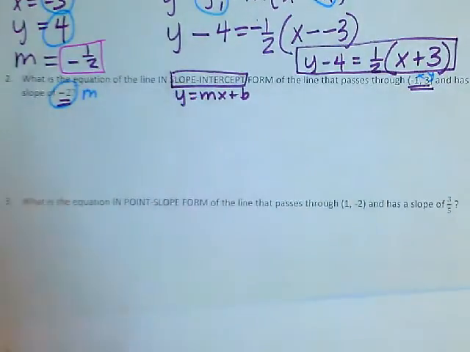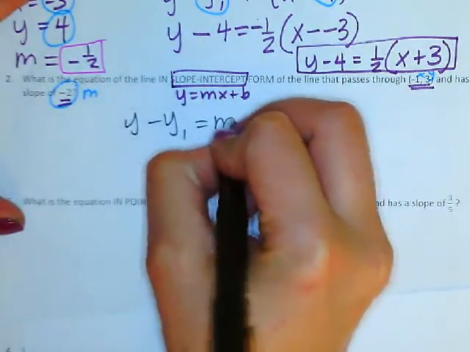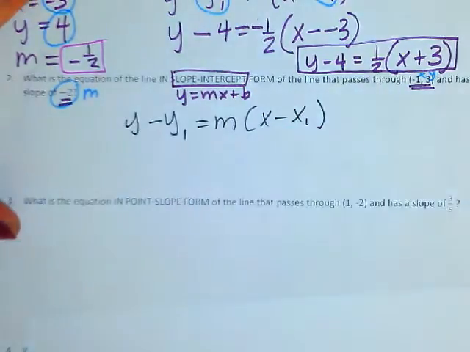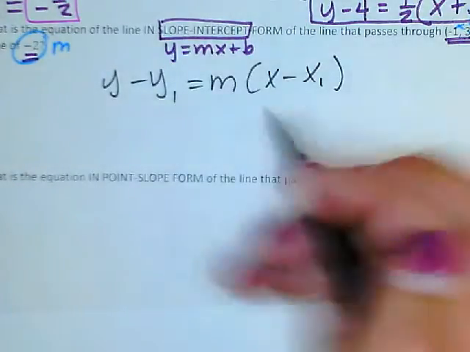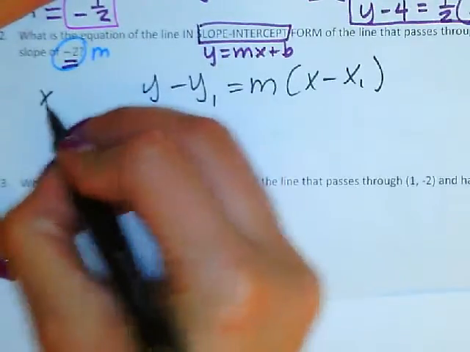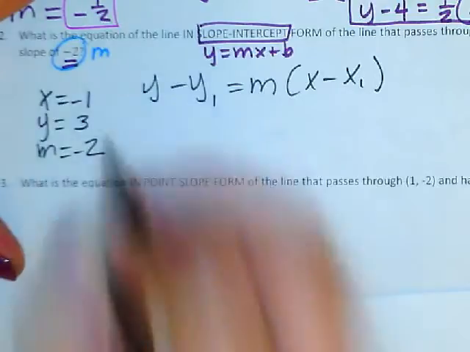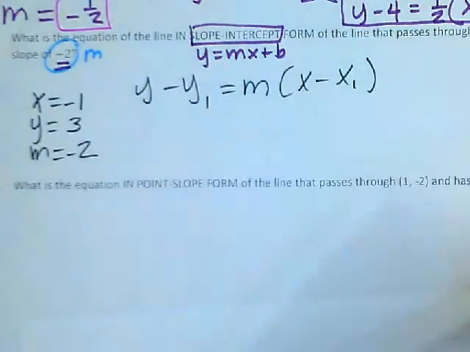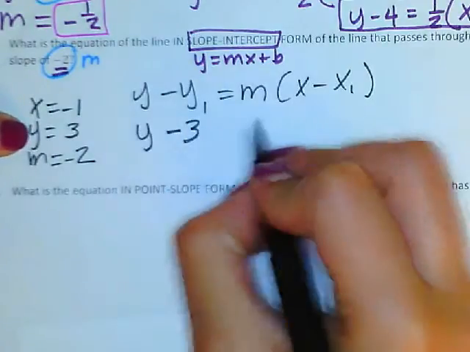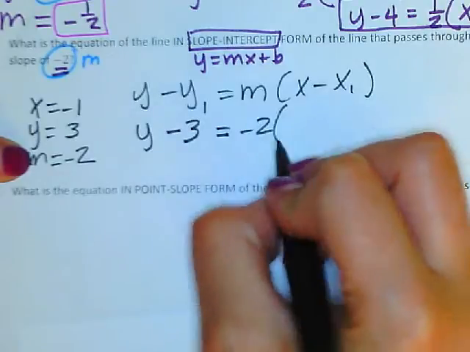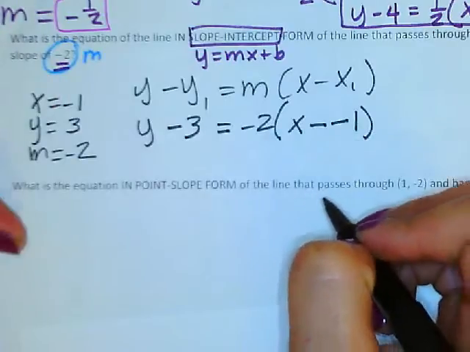So I still have to start with y minus y1. And then I'm going to plug in. So let me zoom a little bit. Okay, so here my x and my y. My x is -1, my y is 3, and my m is -2. Okay, so here I'm going to plug in. Y minus y1 would be y minus 3 equals m, which is -2, times x minus, and then -1, because -1 is my x.